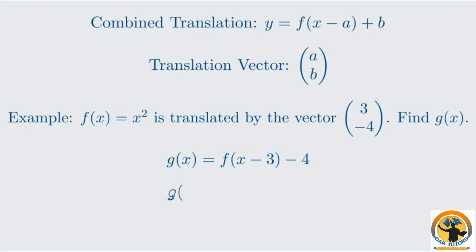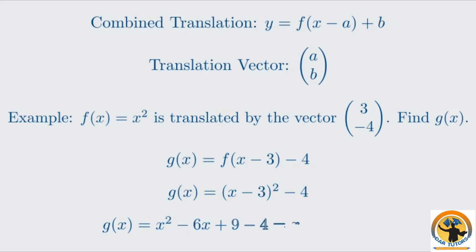Since f of x is x squared, f of (x minus 3) is the quantity (x minus 3) squared. So g of x equals (x minus 3) squared minus 4. We can expand this to get the final form. g of x equals x squared minus 6x plus 5. This is the equation of the translated parabola.